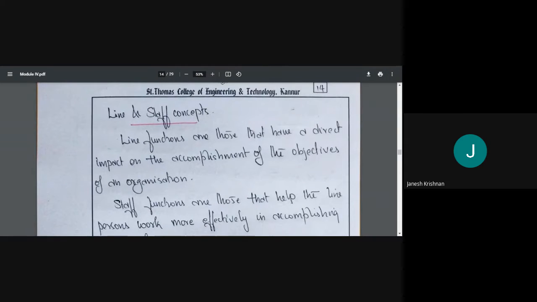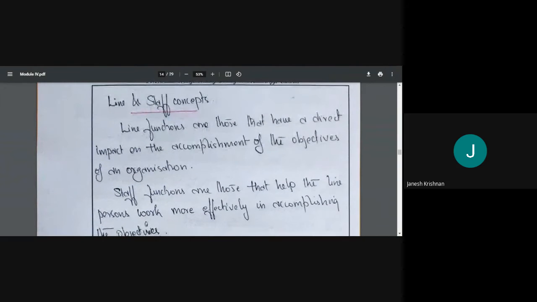That is line and staff function. Line functions are those that have a direct impact on the accomplishment of the objectives of an organization, and staff functions are those that help the line function to work more effectively in accomplishing the objective. So line functions have a direct impact on the achievement of objectives. And what do staff do? Staff will help the persons in line function to work more effectively.